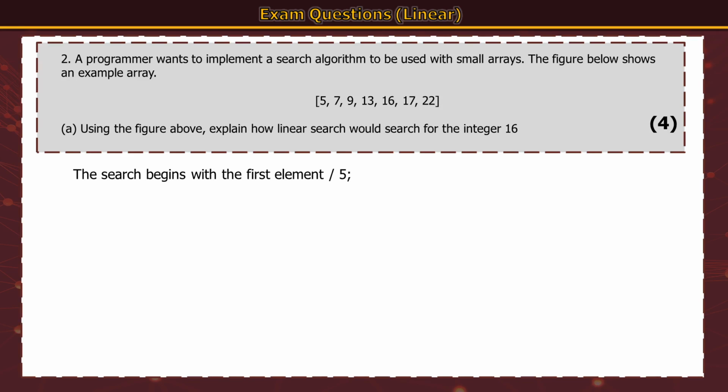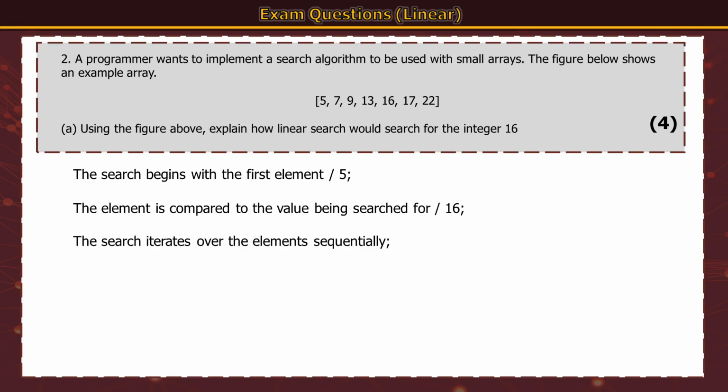The first thing it would do is, it would begin at the element 5, okay? Or you could say at the index 0, okay? So it would start here. It would then check if that is equal to the value that we're looking for, 16. So is 5 equal to 16? Okay, if it was, it would stop, but obviously it's not. So the next thing it would do is, it would iterate over each element within the list, sequentially. Sequentially just means one after the other.